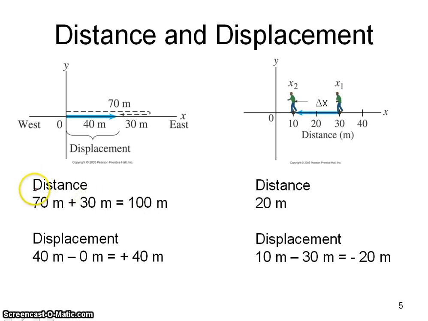Distance is a scalar, and on a scalar there will never be a positive or a negative. It's just a total traveled.